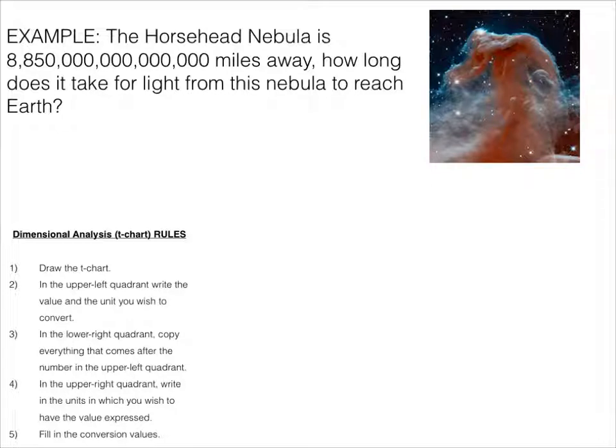And so we can figure out just how old that light is by knowing how far light travels in 1 year. So let's look at this example. The Horsehead Nebula is 8,850,000,000,000,000,000,000,000 miles away. Well, we want to know how long does it take for light from this nebula to reach Earth? And if we're talking about how long, this is a time unit. Months, days, years.